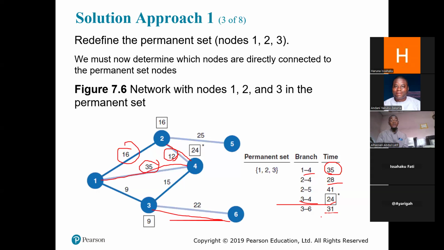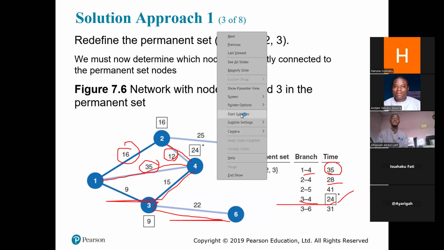So among them, the connection with the least time is what? The one from what? 2 to 4. Sorry, the one from 3 to 4. Because it has a time of 24. From 3 to 4. The time is 24. So that one is chosen. Okay. So if that is chosen, you will see that.